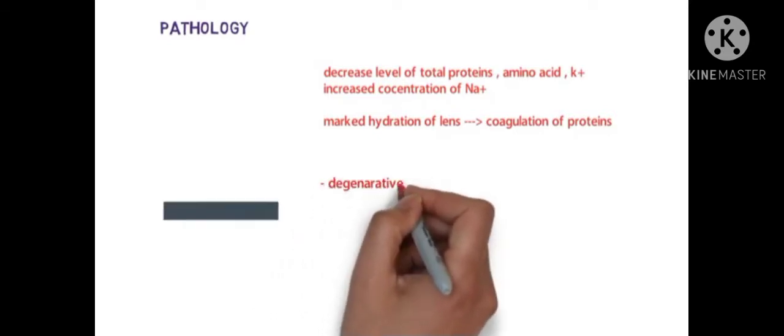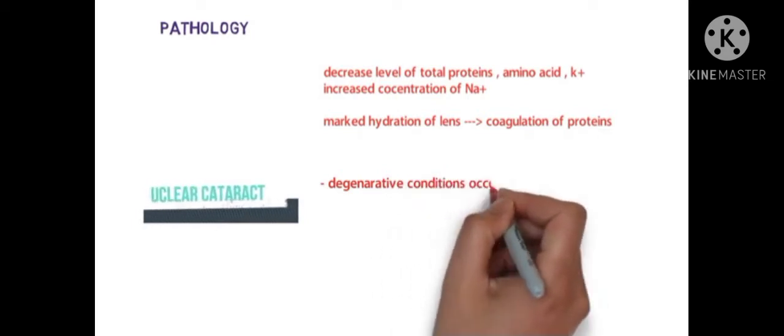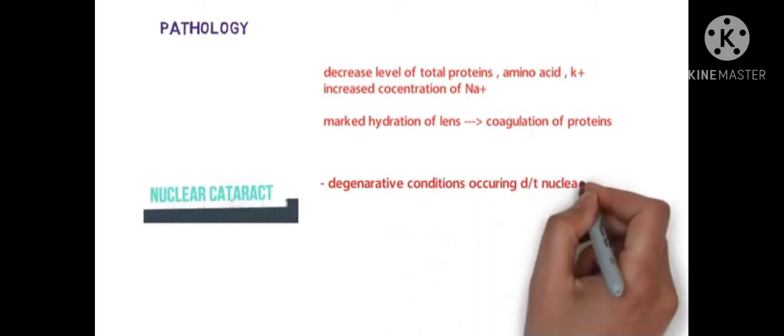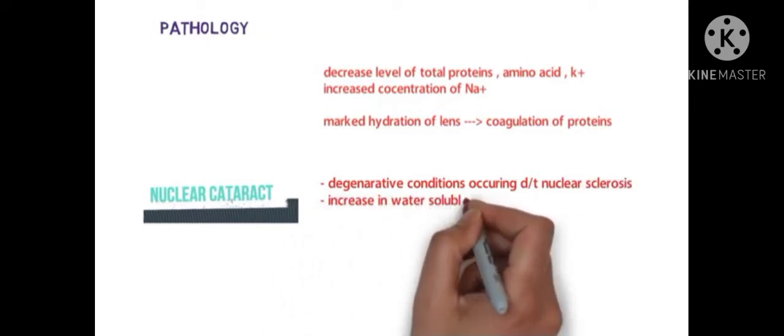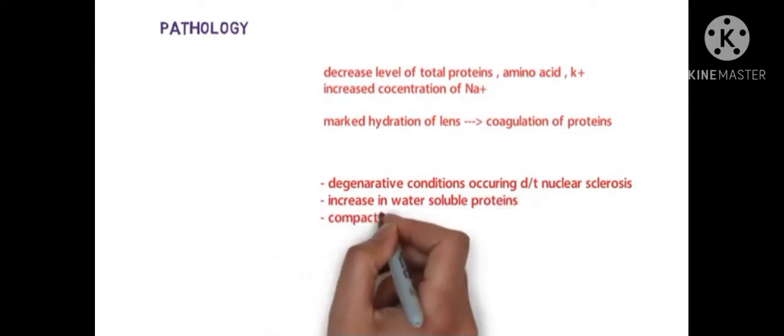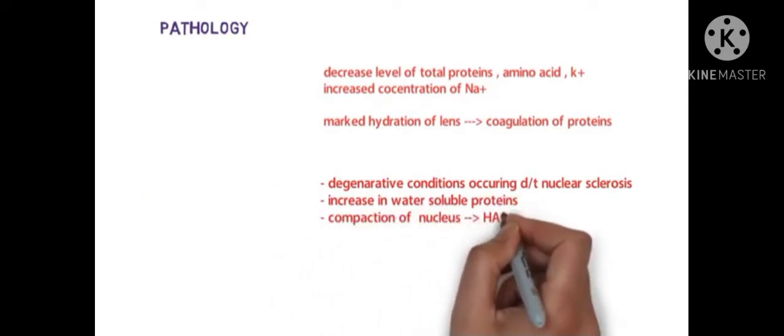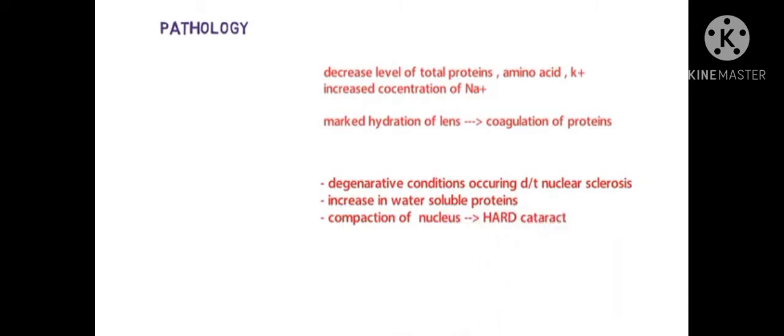The other one is the nuclear cataract, and in nuclear cataract there is a degenerative condition occurring due to nuclear sclerosis. That's why there is an increase in water-soluble proteins, and due to this there is a compaction of the nucleus and formation of a hard cataract, that is the nuclear cataract. So that is the pathology behind nuclear cataract and cortical cataract. In cortical cataract, there is a marked hydration of the lens and coagulation of proteins.